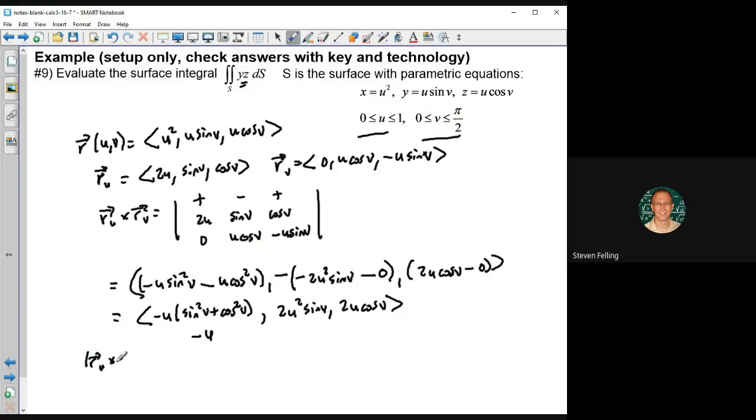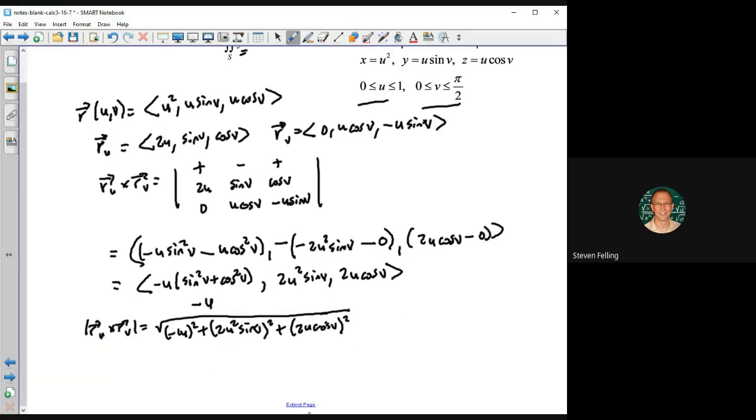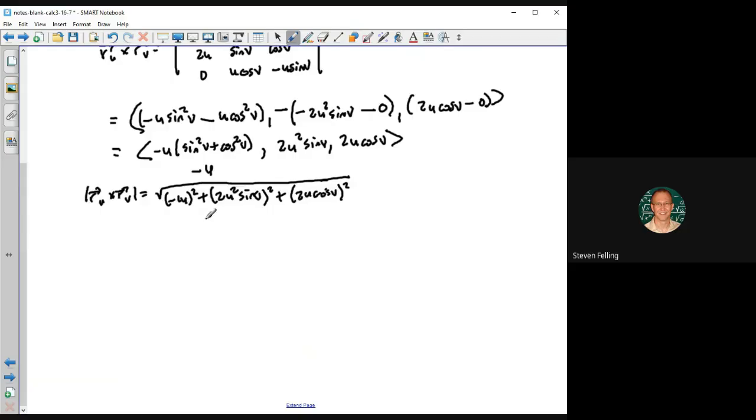Ru cross Rv is going to be the square root of this squared plus this squared plus this squared. Okay, and so let's get a little bit more room down here. That's going to be, well, maybe I can do it over here.